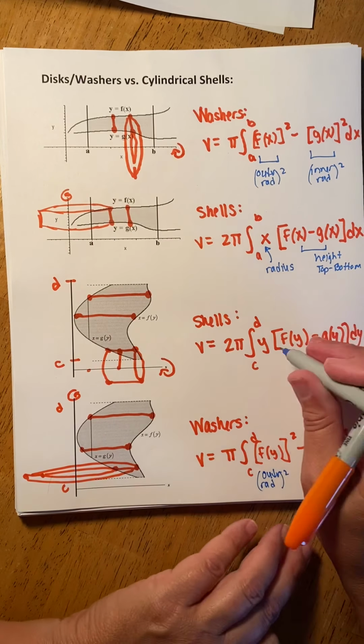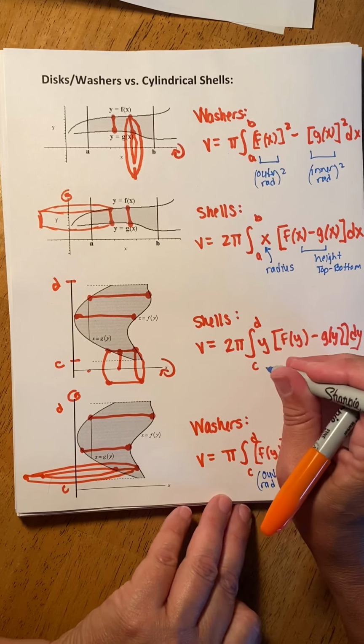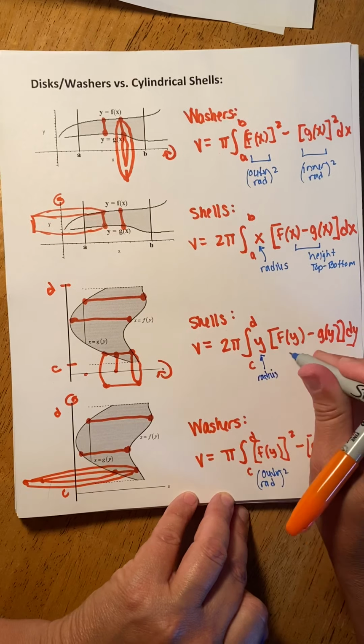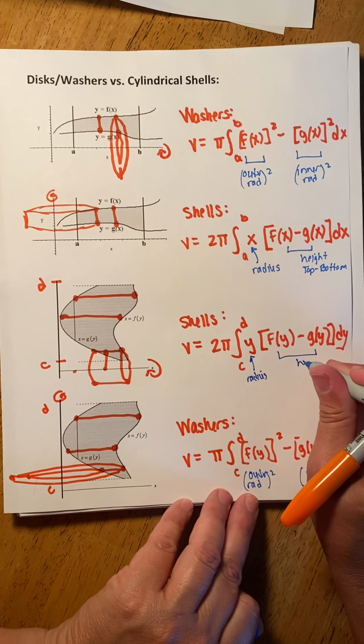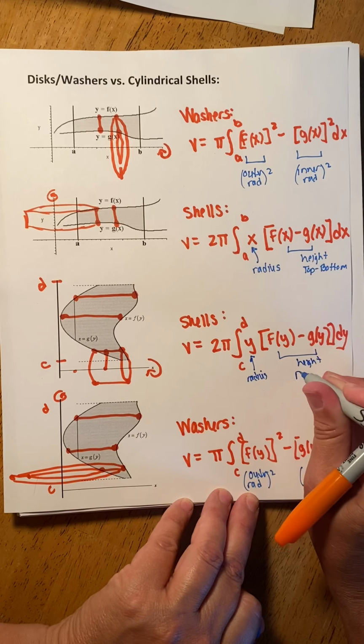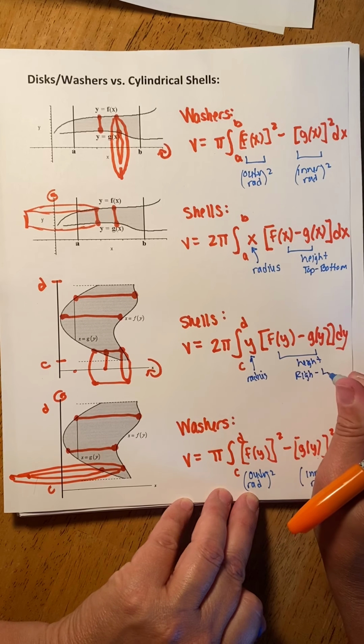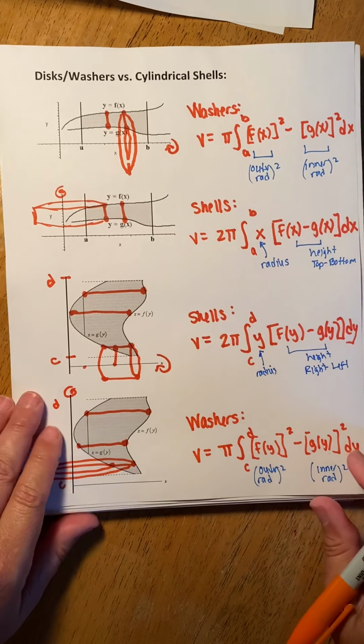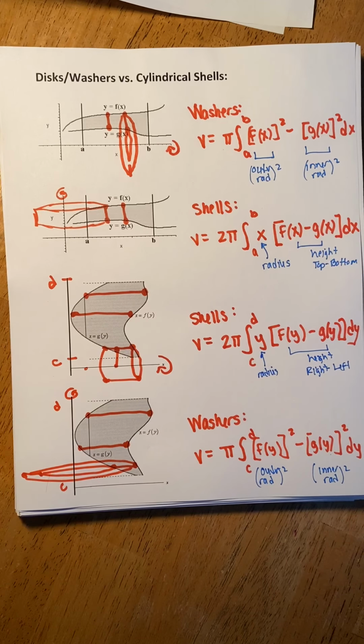Oh, and I forgot to label this up here. So when we use shells, this y is the radius, right? And this would be the height of one cylinder. And we always do right minus left. There we go. All right. So this just takes lots of practice.